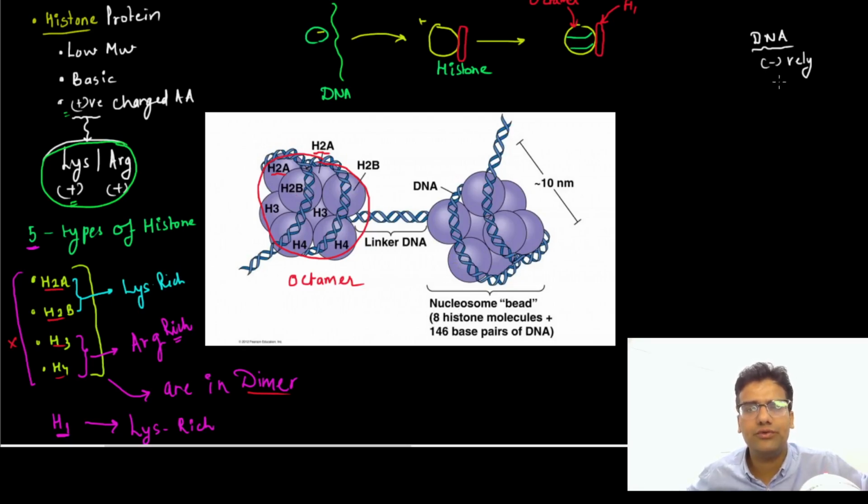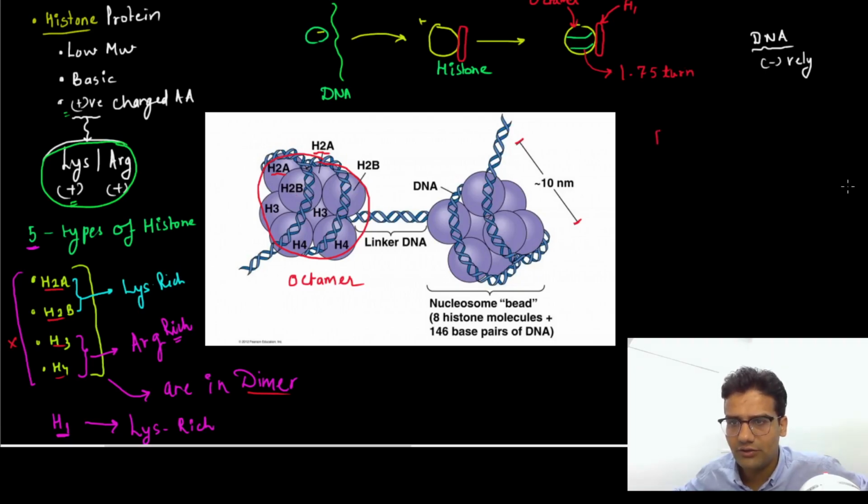Similarly, there are a number of histone proteins, and this is the first histone, this is the second histone. The length of the histone is 10 nanometer, and this DNA is folded around this histone protein. On a single histone, this DNA covers around 1.75 turns. So on each histone protein, DNA makes 1.75 turns.